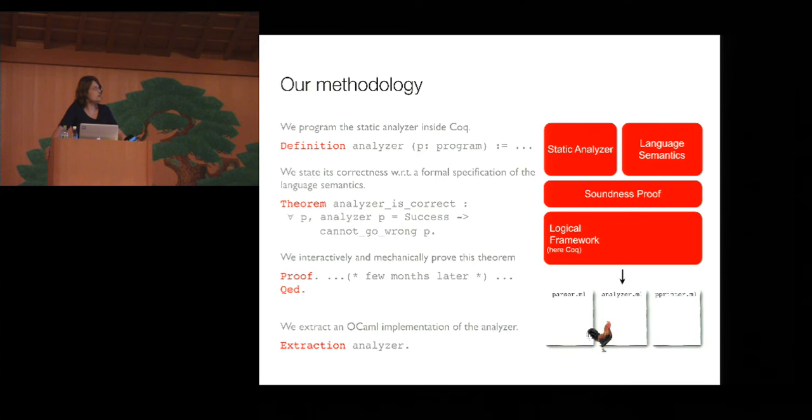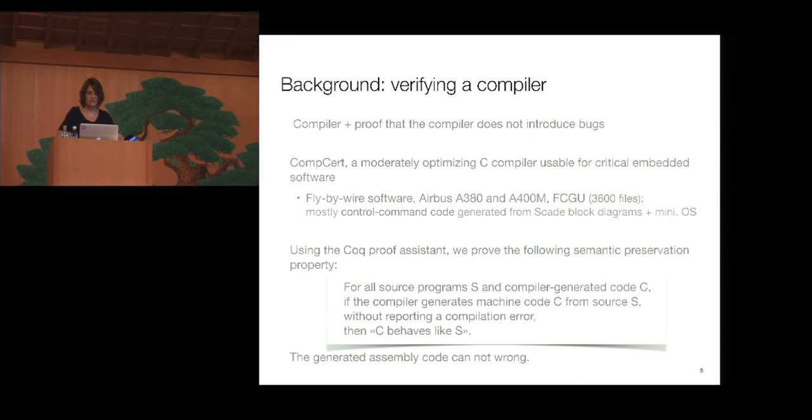For all programs P, if the analyzer gives an answer that is success, no false alarm, then we are sure that the program will have a well-defined semantics, which means it will not go wrong according to the formal semantics we have previously defined. Then we conduct the proof, so we interactively prove these theorems, and in the end, we've got a certified implementation, since we can use the extraction facility of Coq in order to generate automatically the OCaml implementation of the analyzer.